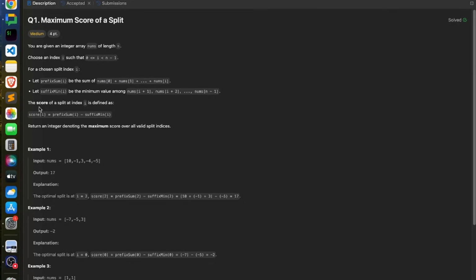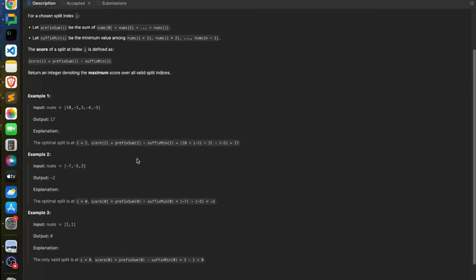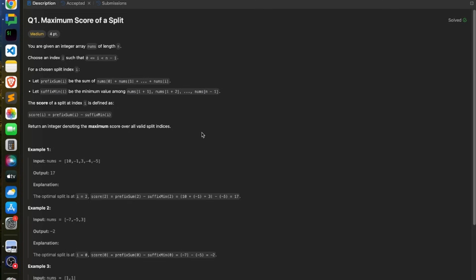Now for each index, the score would be prefix sum of I minus suffix mean of I, right? And among all such indexes, we have to find the index where this score is maximum. So we have to find the maximum score over all such valid split indexes, right? So yeah, it's an implementation problem. So let's directly look at the code.